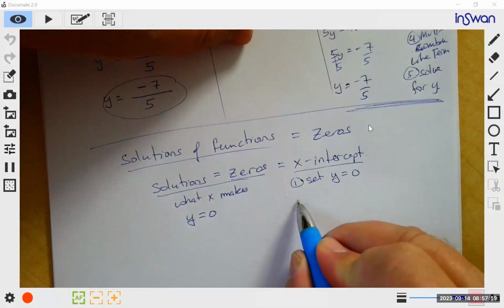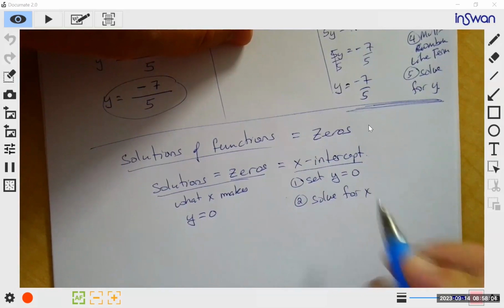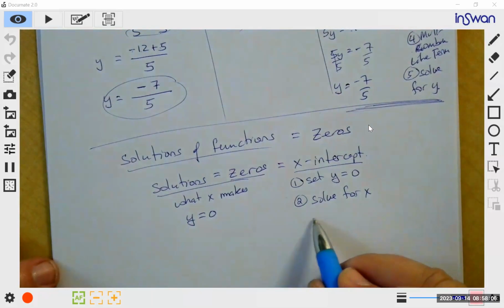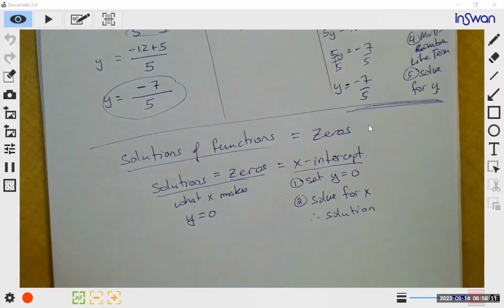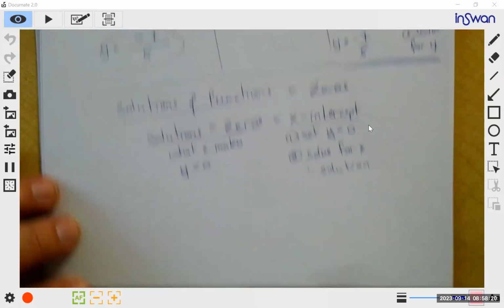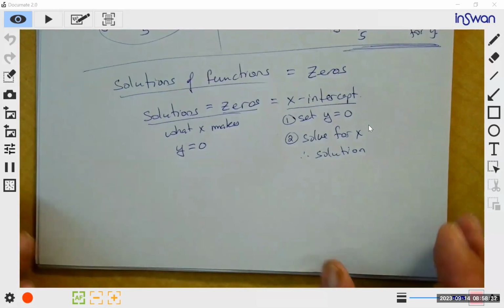So set y equal to 0. Solve for x, and that's your solution. And that's the stuff we've been doing all along. So if you have any equation, just set y equal to 0 and just solve for x. And there's your solution.